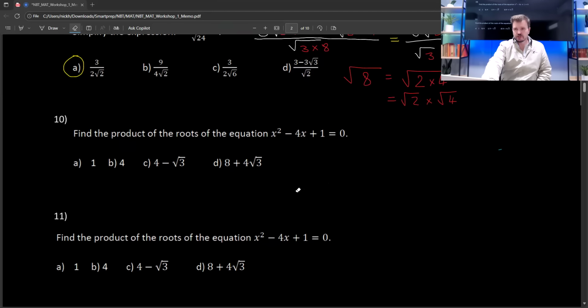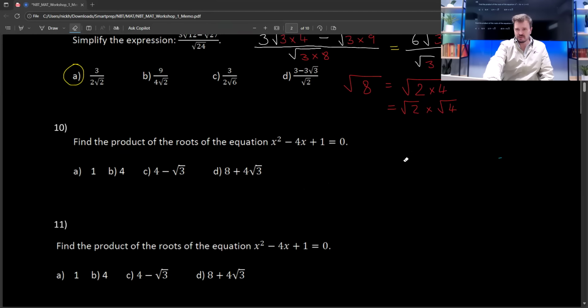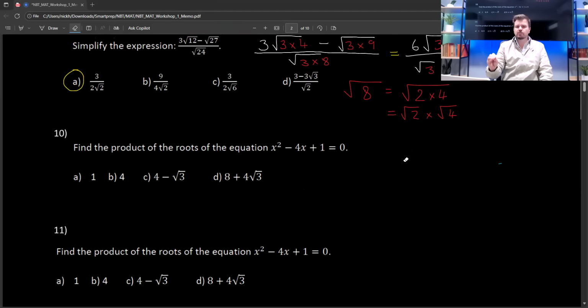So the first question says, find the product of the roots of the equation x squared minus 4x plus 1. For those of you who really want to understand what's going on, they want to work it out and all that stuff, go over to Smart Prep. Those answers will be there.